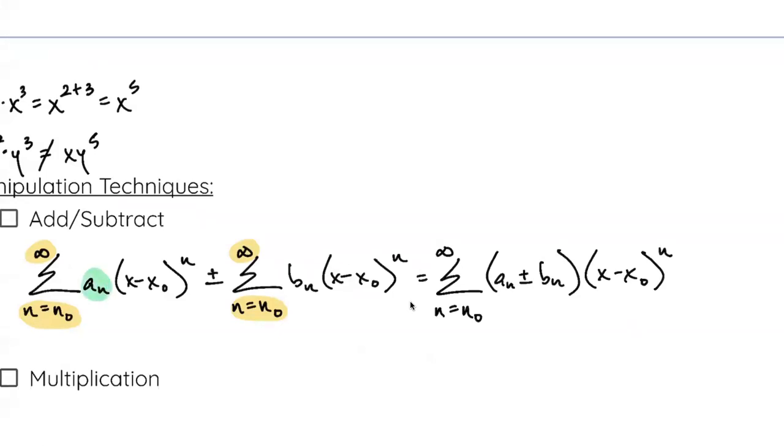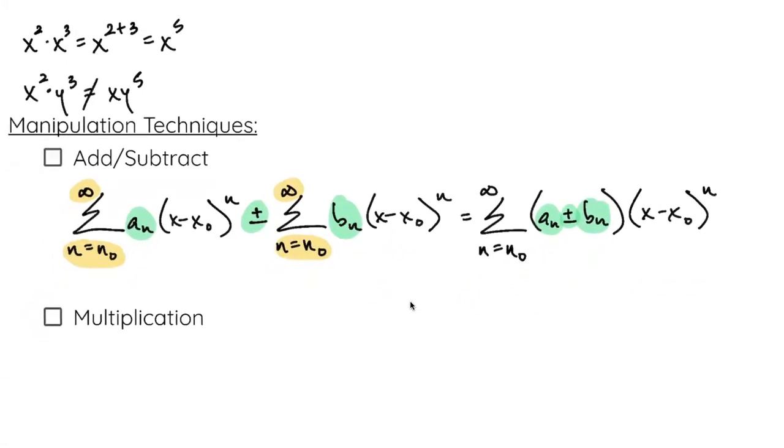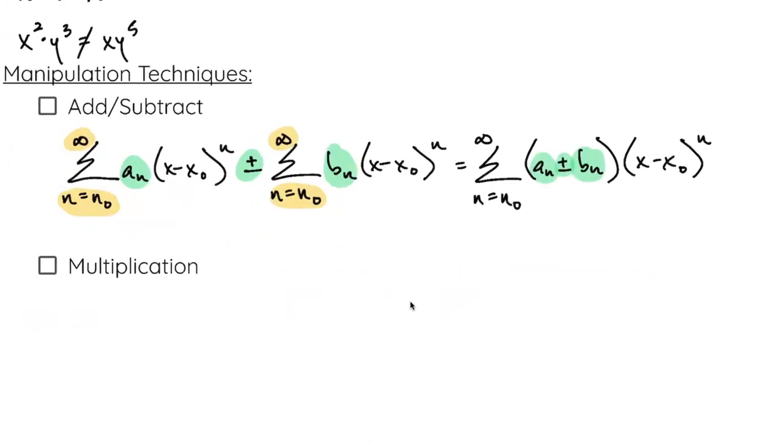So this a sub n, we saw again over here, plus or minus b sub n, and all of that we can sort of group together because they're all going to be coefficients for the same like terms, like x minus x naught to the n. Okay, so addition, subtraction, not too bad.